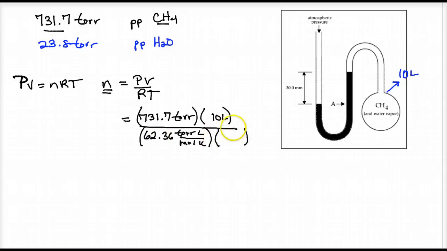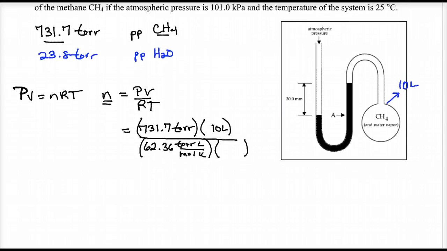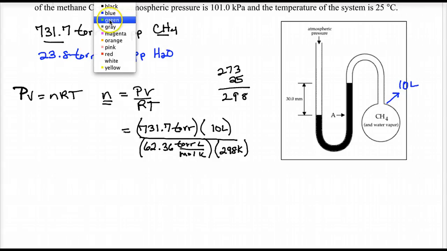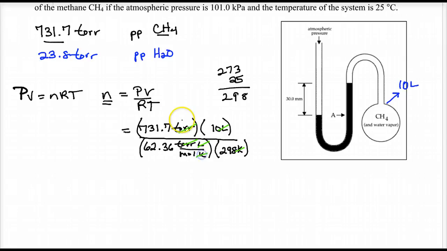In any case, temperature. Temperature, of course, is in Kelvin, and the temperature of our system, let's look up here, was 25 degrees Celsius. Remember, we added that to 273. That is 298, making sure my math is right. 298 Kelvin. All right, and I should get moles from this. Torr cancels, liter cancels, Kelvin cancels, and 1 over mole is going to be moles. So let's go find that number.